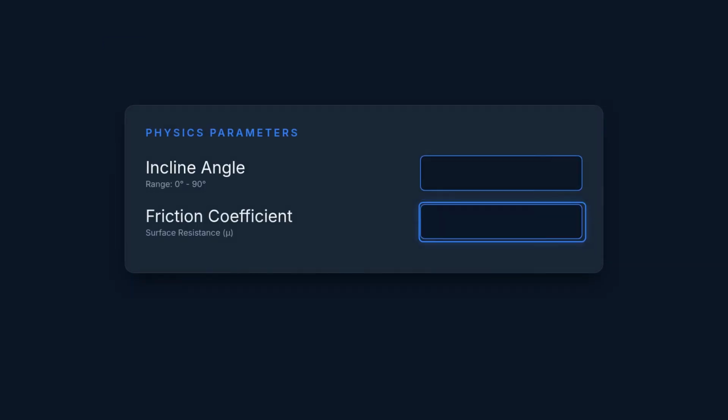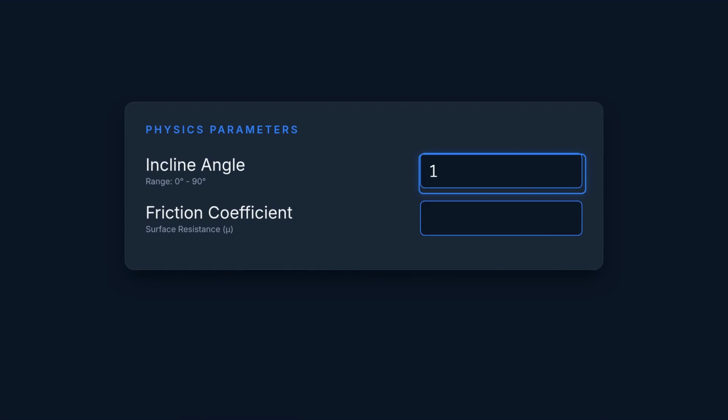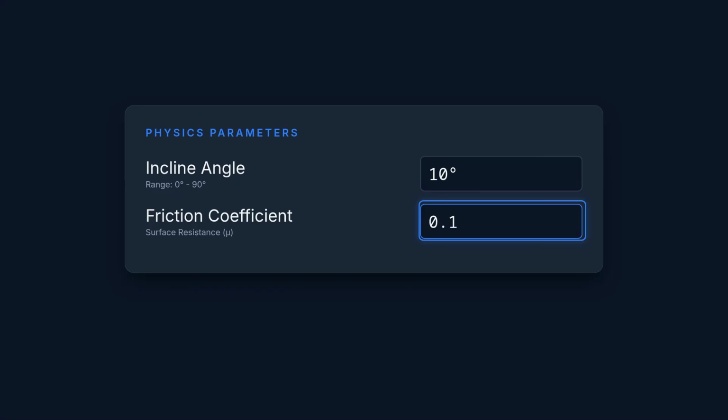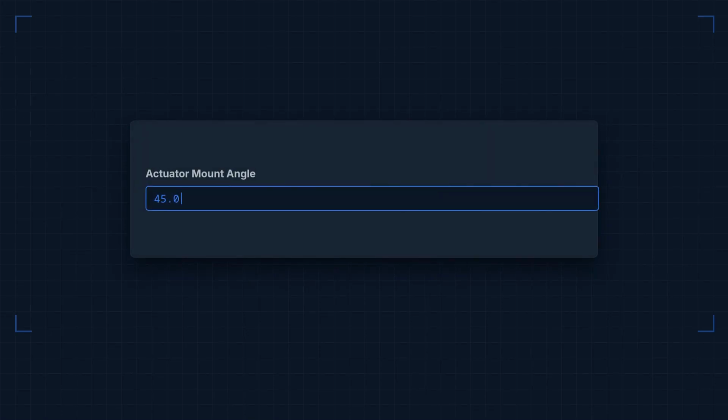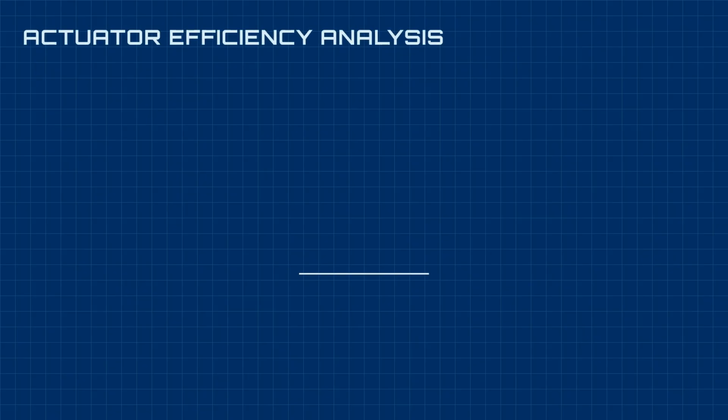Then input the incline angle in degrees, which can range from 0 to 90. The friction coefficient, represented by mu, accounts for surface resistance and accepts values from 0 to 2. Finally, the actuator mount angle in degrees defines the actuator's installation angle relative to the surface. This field accepts values from -90 to +90.